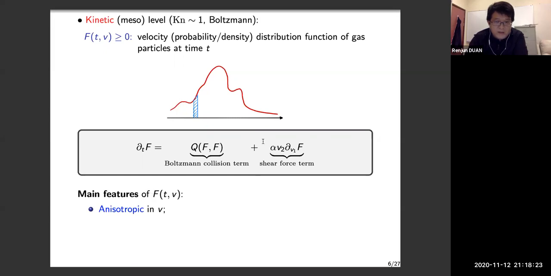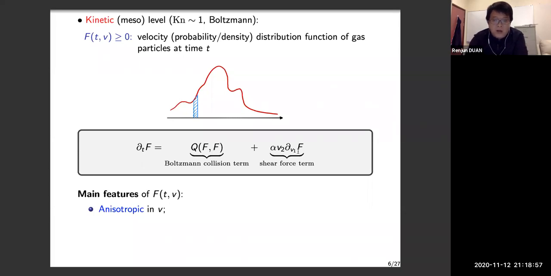So you can see that in case this alpha is zero, if you just look at the Boltzmann collision operator, then this will be invariant under rotation, so we can expect that in case the initial data is invariant under rotation, then your solution will be invariant under rotation. Then your solution will be asymptotically, for instance, radially symmetric in velocity.